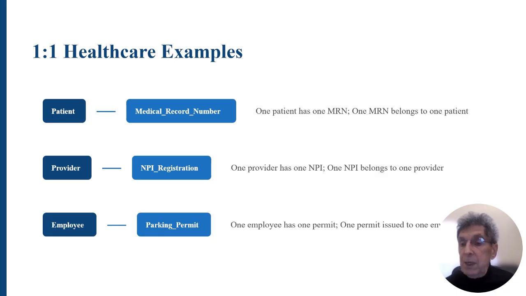Employee to parking permit. If your hospital assigns one parking permit per employee, and each permit goes to one employee, that's one-to-one. And patient to patient portal account. One patient has one portal login. One login belongs to one patient. Notice these are often cases where we're linking an entity to some kind of unique identifier or account. The identifier only makes sense in the context of that one entity.